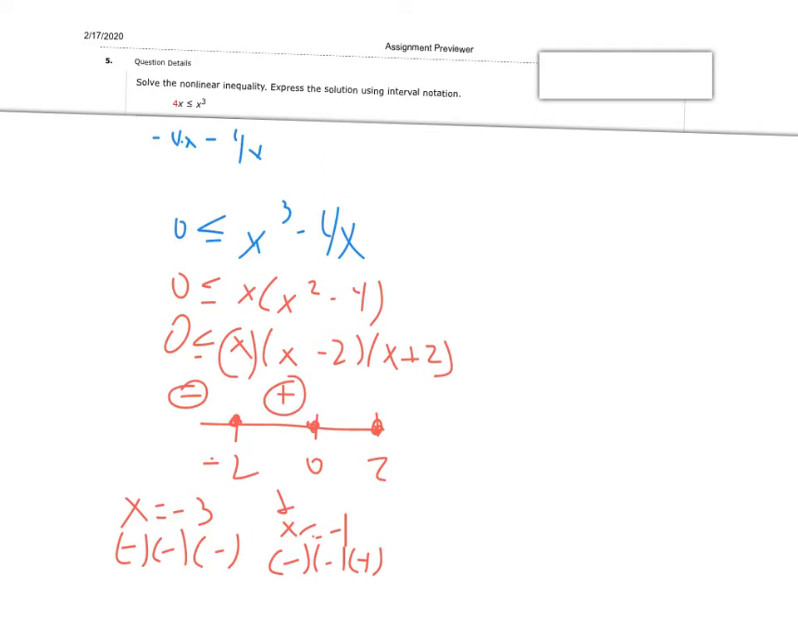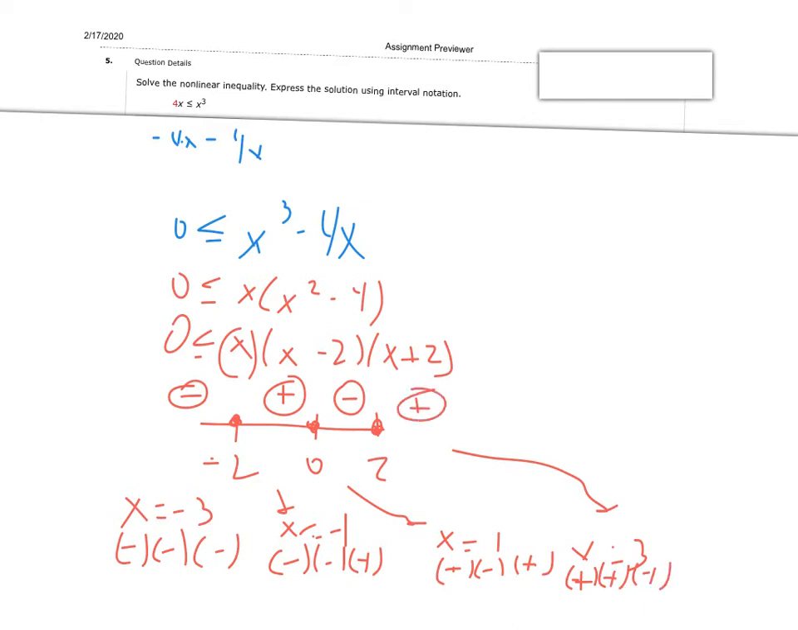And so two negatives make a positive, and then x equals 1 would be positive, negative, positive. So now we're back to negative because we have an odd number. And then x equals 3 would be positive, positive, positive. So that's obviously positive.